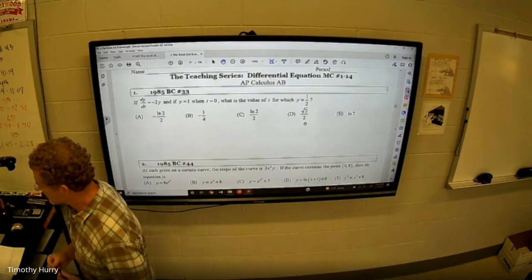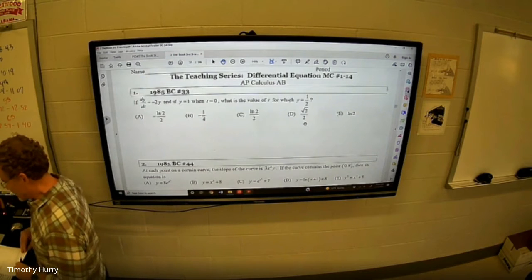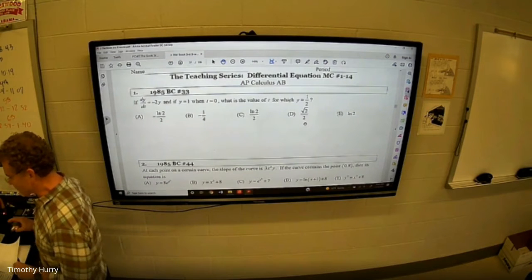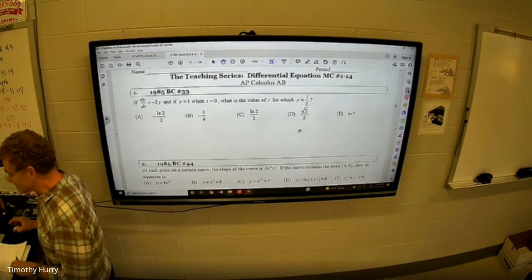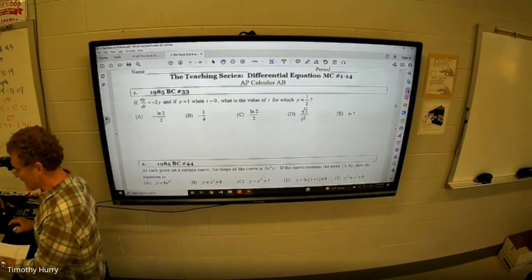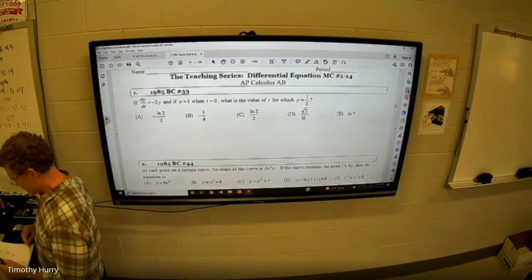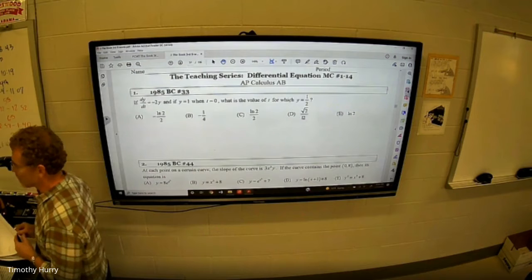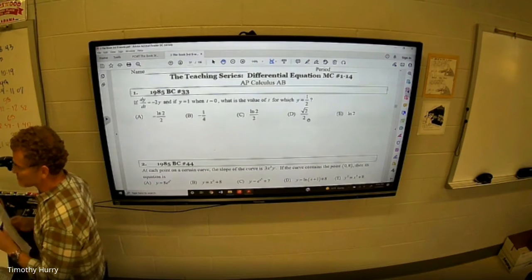Can I do number one? Let's look at number one. If the derivative of that is negative 2y, and if y is 1 when t is 0, what is the value of t for which y is a half? What do you think I need to do? Solve the differential equation.